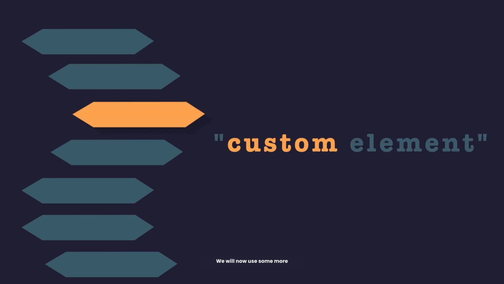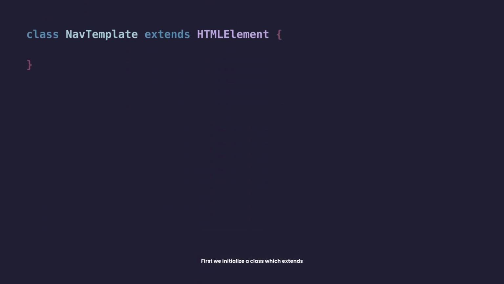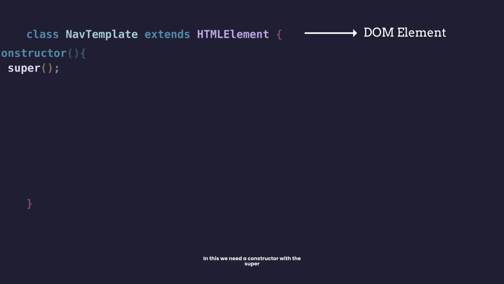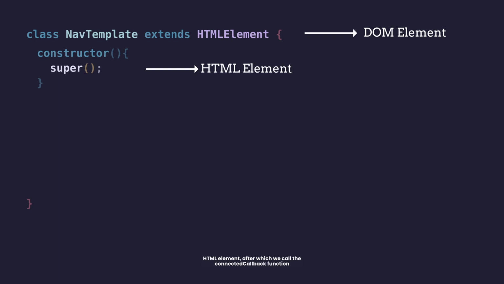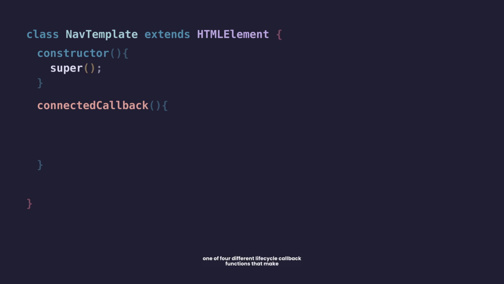We will now use some more JavaScript to actually render this component. First, we initialize a class which extends a basic HTML element, which just means that it behaves like a DOM element. In this, we need a constructor with a super function, which makes this element behave like an actual HTML element. After which, we call the connected callback function, one of 4 different lifecycle callback functions that make sure that the following code is only executed when it's connected to the DOM.